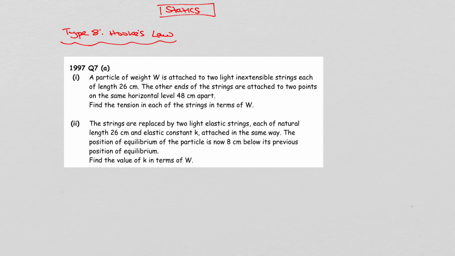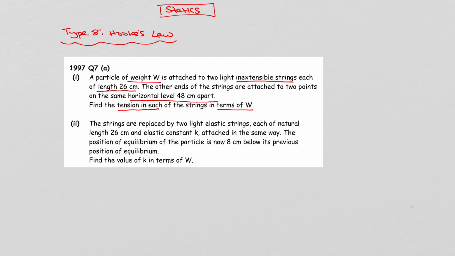So in 1997 we had a question where a particle of weight W is attached to two light inextensible strings, meaning they are not going to be extending at all, so they're not elasticated. And we're told that it has a length of 26 centimetres. The other ends of the strings are attached to 2 points on the same horizontal level, which are 48 centimetres apart. And we have to find the tension in each of the strings in terms of W.